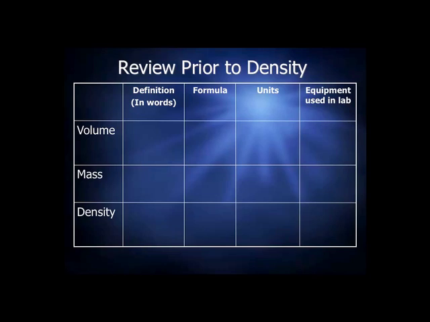All right, now we're going to be calculating the density of objects. And to do that, we need 2 pieces of information: the mass of the object and the volume of the object. If I have those 2 pieces of information, I can calculate the density of the object. All right, so let's review. What is volume? The definition. Matt? How much space an object takes up? The amount of space an object takes up.